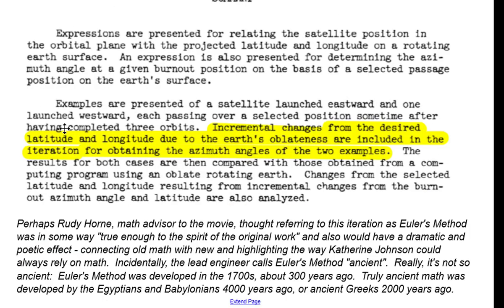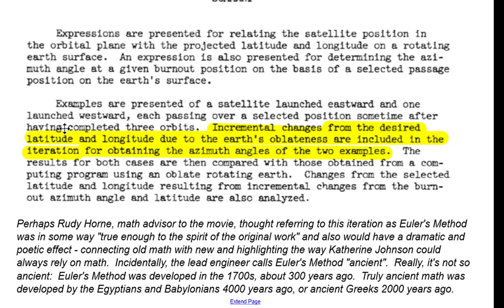So I would say perhaps Rudy Horn, the math advisor to the movie, thought referring to this iteration as Euler's method was in some way true enough to the spirit of the original work that Katherine Johnson did, and also would have some dramatic and poetic effect, connecting old math with new and highlighting the way Katherine Johnson could always rely on math, as you would see in that scene in the movie.